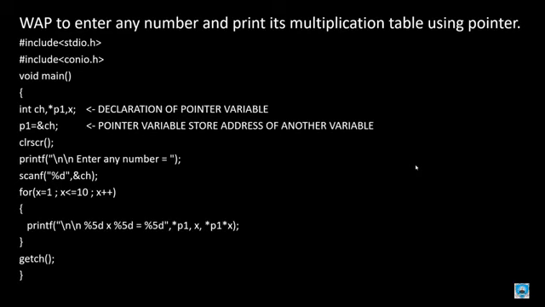To understand the pointer, let me explain a program. We write include stdio.h and include conio.h. These are header files or library files. Then I take integer ch, star p1 and x. Here star p1 is known as a pointer declaration, which I mentioned in a comment as declaration of pointer variable. Then, as we already discussed, a pointer stores the location or address of another variable. So it is mentioned by this line, p1 equal to address of ch. The pointer variable stores the address of another variable.